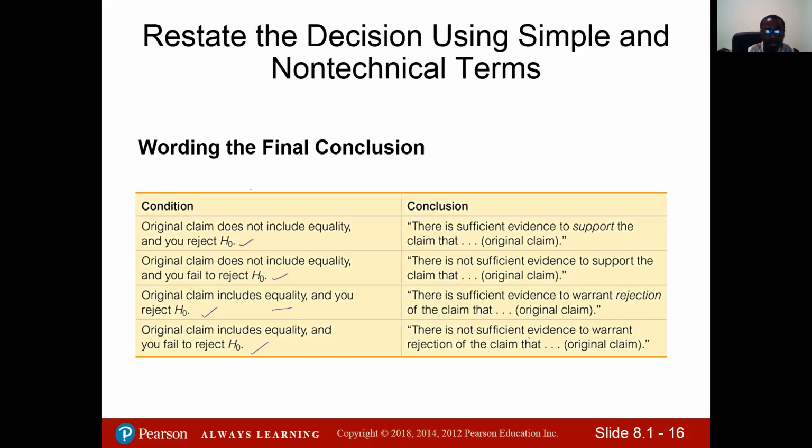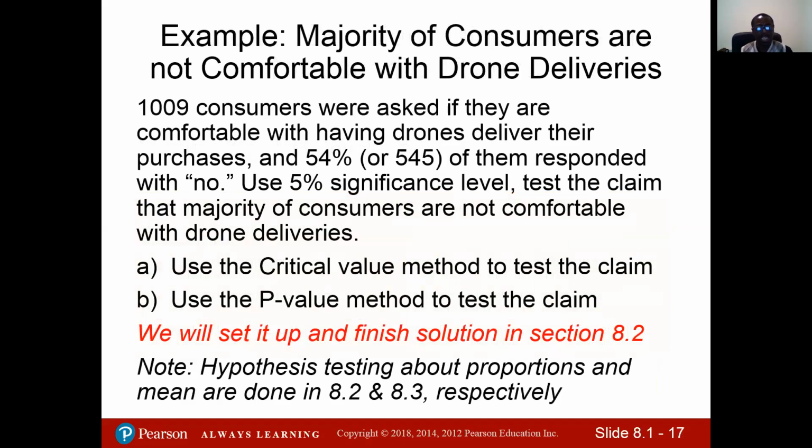All right, so now let's look at this problem. I'm going to just set it up here, and we'll bring the same example in section 8.2 and solve that in detail. The question is: a majority of consumers are not comfortable with drone deliveries. Out of 1,009 consumers, 545 do not like the drone to deliver their purchases. We can use the critical value approach and then the p-value approach.